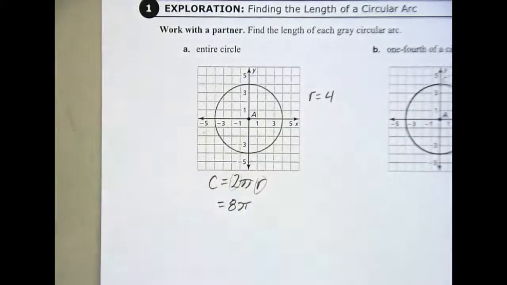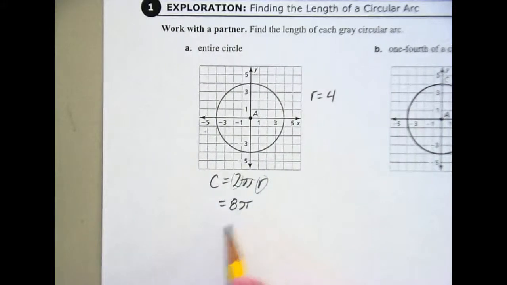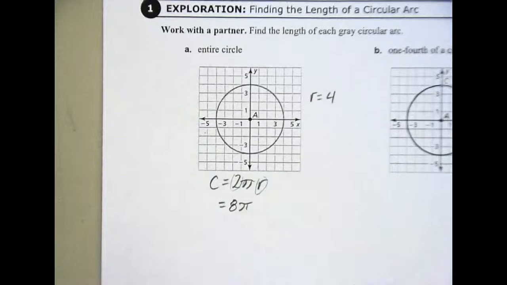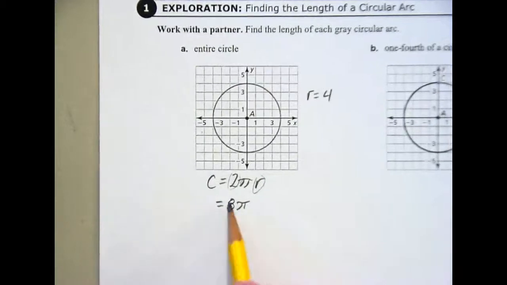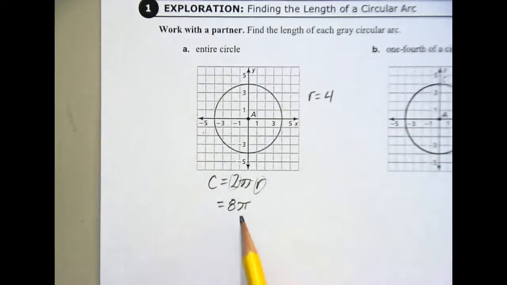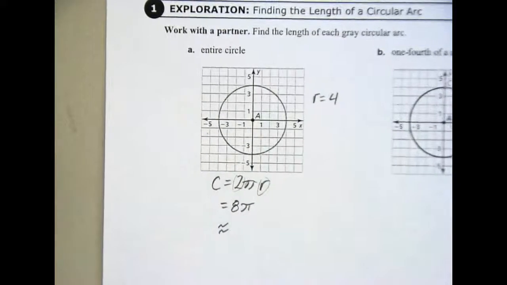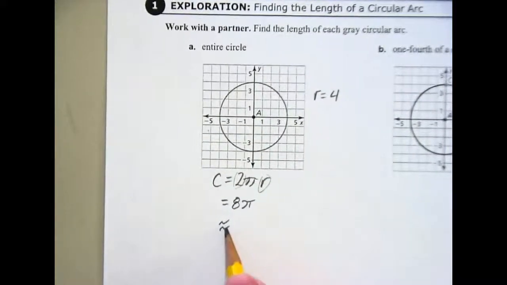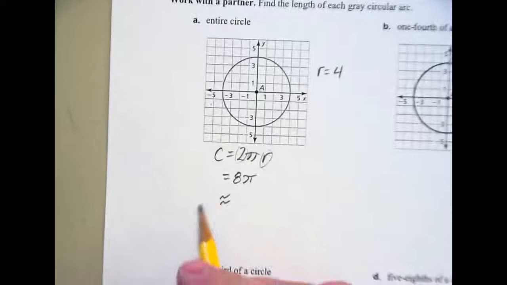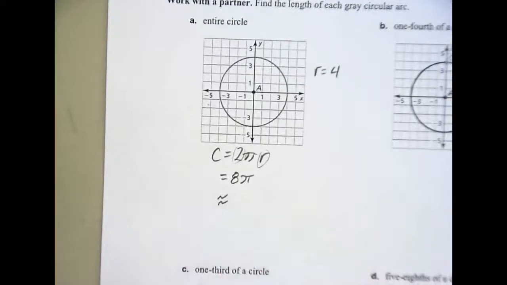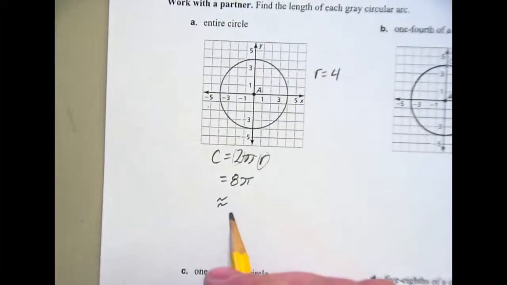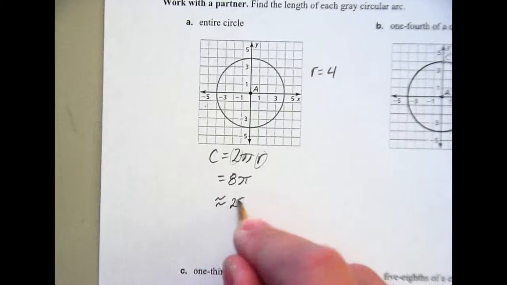Now, how many got 8 pi? Okay, very good. That is in terms of pi. That's one of your answers. Now, if I tell you to round to the nearest hundredth, which I also told you to do, we now have the equal sign with nice hair, also known as the approximate sign, and we round it to 25.13.